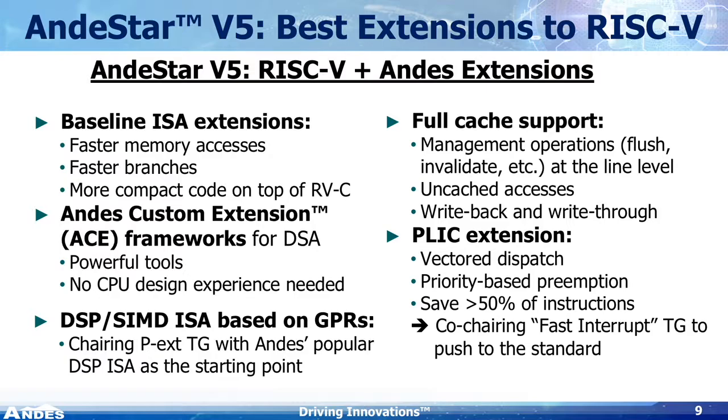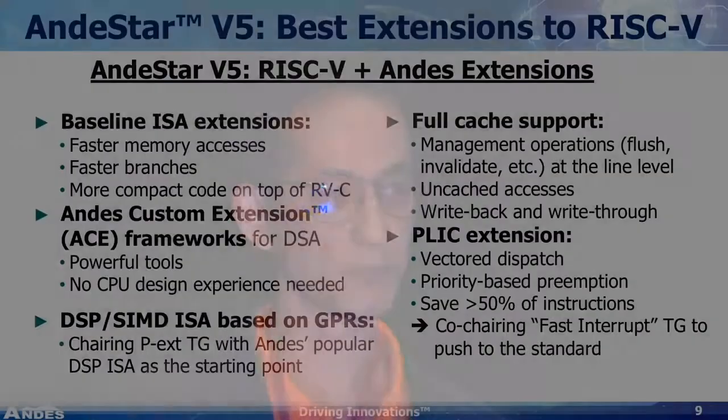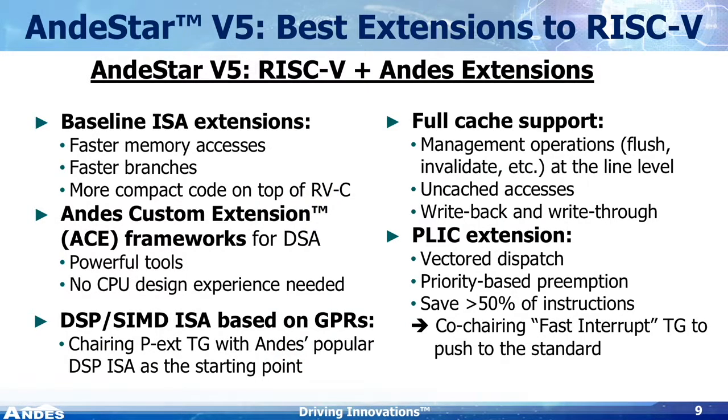And also, PLIC is RISC-V's platform-level interrupt controller. It lacks vector dispatch and priority-based preemption. So we enable that, and that allows a 50% reduction in instructions before you reach your C code for a general interrupt service routine. Because of our discovery of that, with this vector extension, we are now pushing the fast interrupt task group together with SiFive, so we are co-chairing that task group. Hopefully that will become the standard, so people can share the invention that we found.